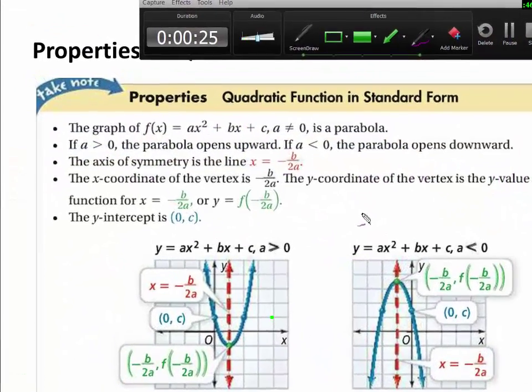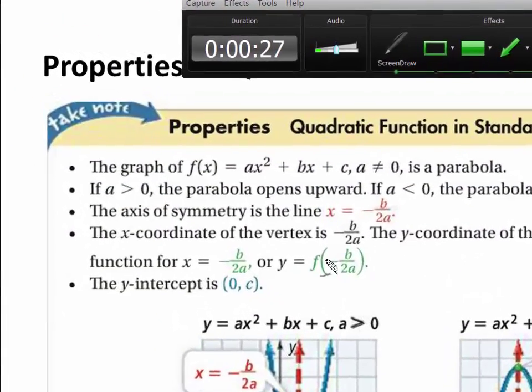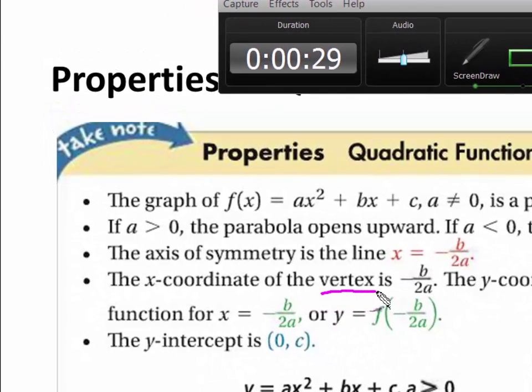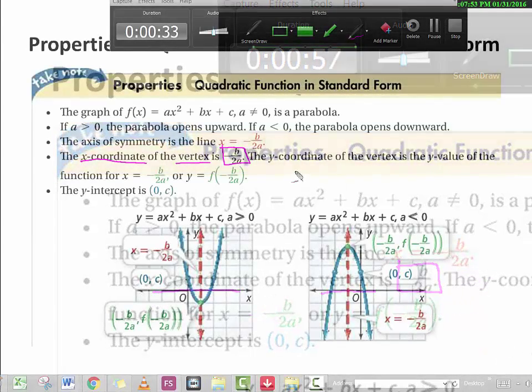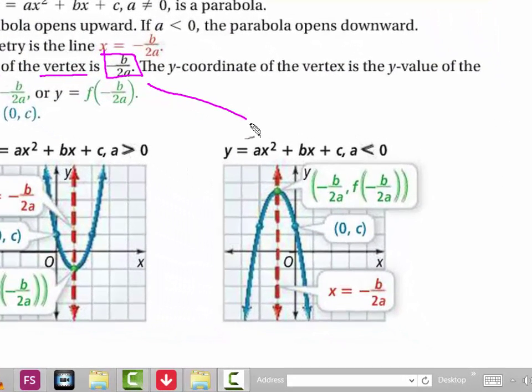The next feature of quadratic function in standard form is the vertex. In vertex form, we know the vertex right away from looking at the function. In standard form, we have to do a little bit of calculation here. So the x coordinate of the vertex is negative b over 2a. It is exactly the same thing as the axis of symmetry. The axis of symmetry is a line, and here we're talking about the coordinate of a point. You will understand what I mean if you look at the graph here.